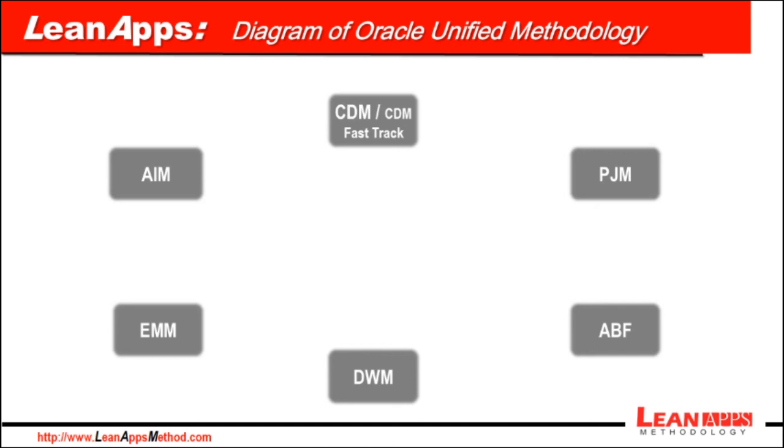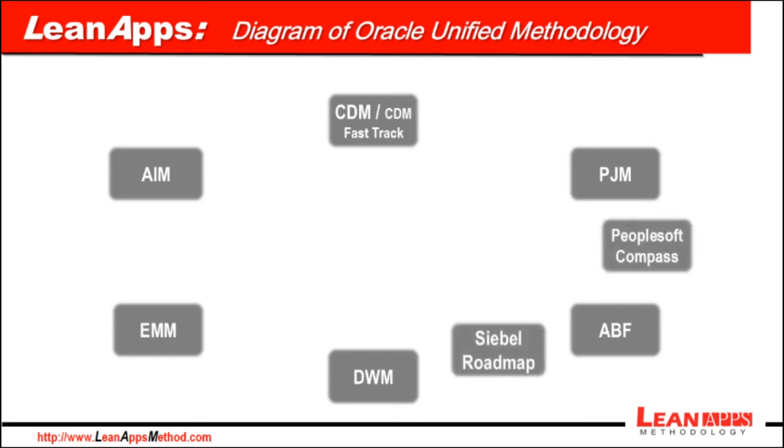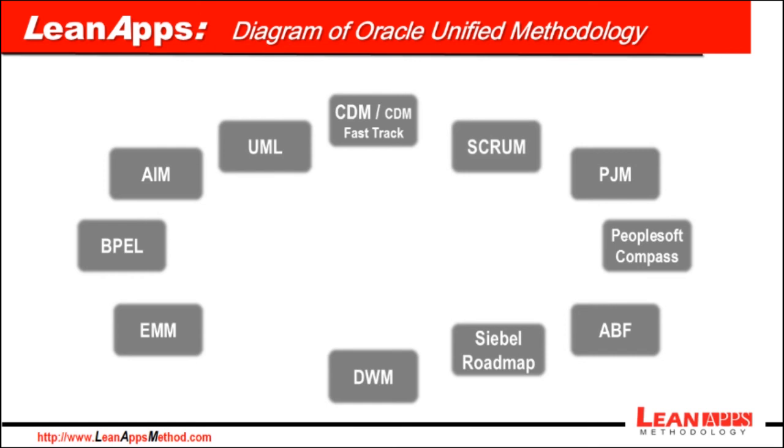Along the years, Oracle acquired different software houses like PeopleSoft and Siebel. Each one came with their own specific method to implement their products. Oracle also created templates to implement its middleware, like BPEL and EDI. They adopted UML and Scrum notations and developed a strategic process group that embraced the entire organization in order to help them plan their IT project portfolio.